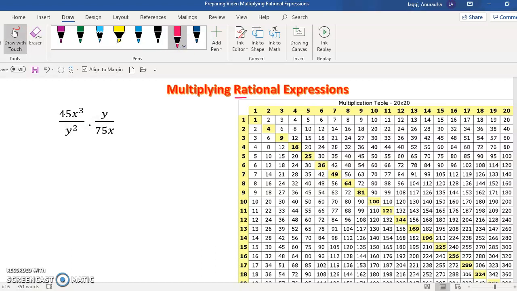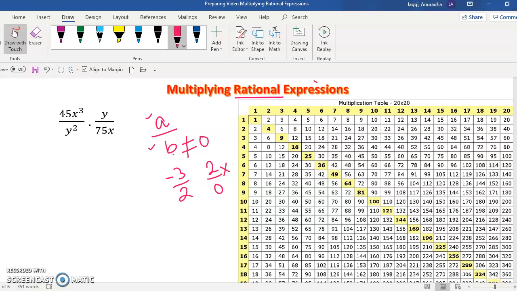Rational. Okay, let's recall what rational numbers were. A rational number is any number that can be written in the form a divided by b, where a is an integer and b is an integer and b is not equal to 0. Because what happens when b is equal to 0? Anything divided by 0 becomes undefined, so we do not want that. So that is a restriction on a rational number. The examples would be, say, negative 3 by 2, and a denominator of 0 is not acceptable.